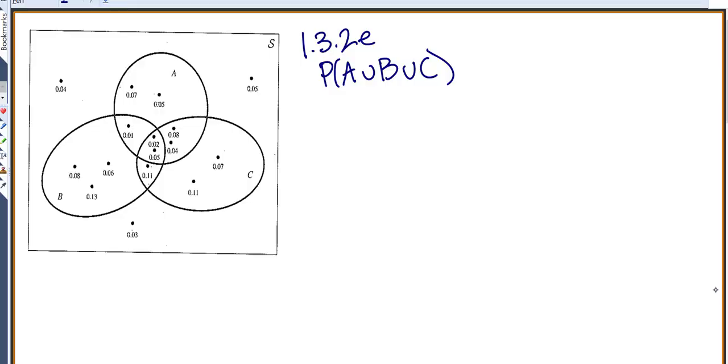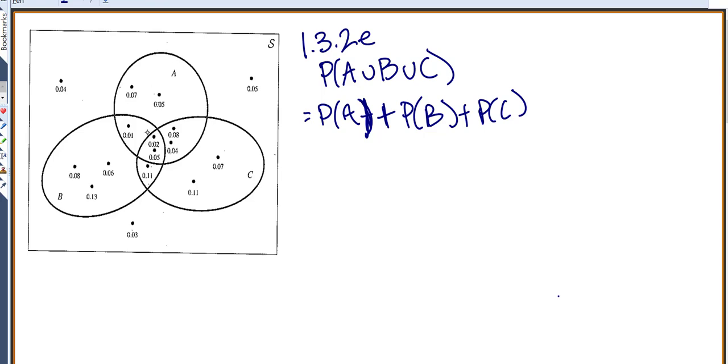On these problems, I like to use a little more logic sometimes than staring at the formulas. This one wants us to find the probability of A or B or C. So just thinking about this, if I was to do it, I'd probably take the probability of A plus the probability of B plus the probability of C. So I'd add up all of those probabilities.